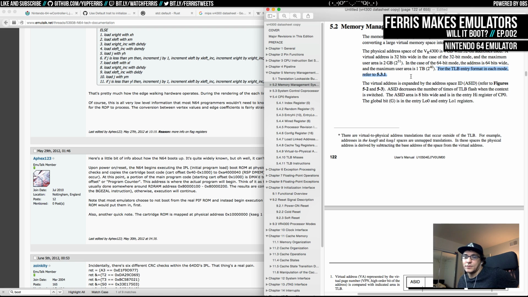Zorg66 said, "Oh, I meant the host CPU." Yeah, modern CPUs are going to have out-of-order execution.